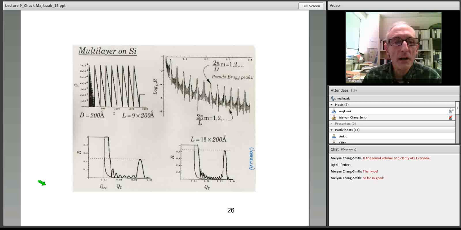If we have a more complicated system, say a multi-layer, in this case shown with triangular types of scattering length density variation, again as a function of depth into the surface, then you will get 2 pi over that particular real space period. You will get peaks in the reflectivity profile as a function of Q. And that's pretty straightforward stuff.